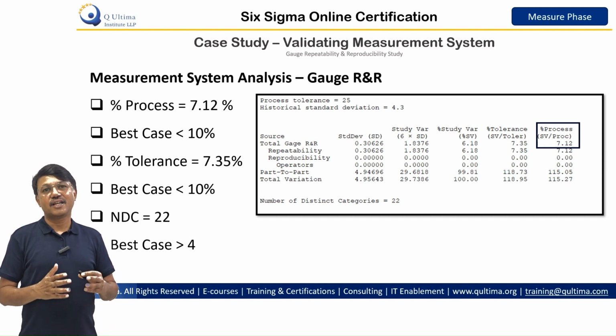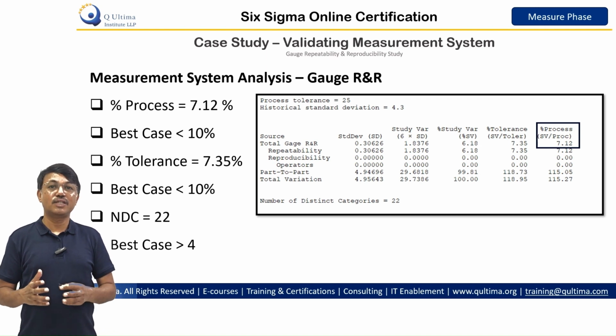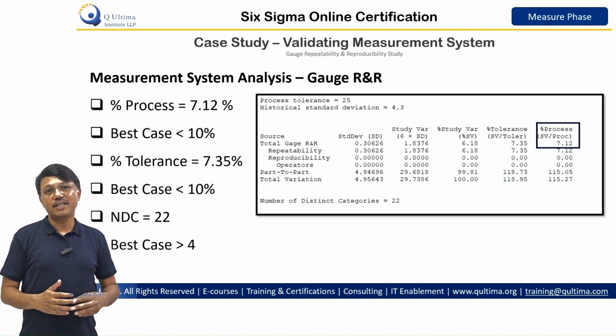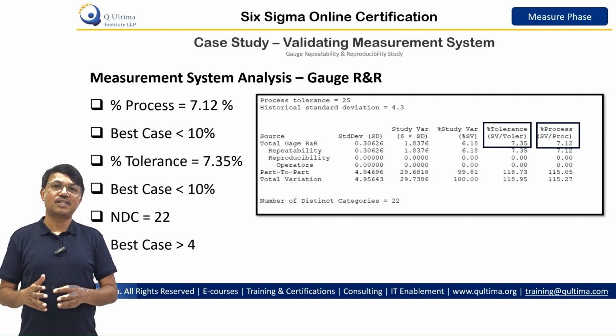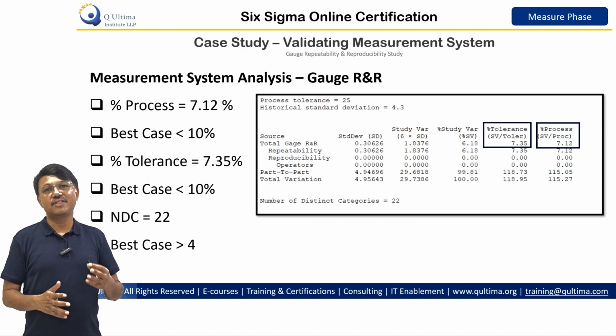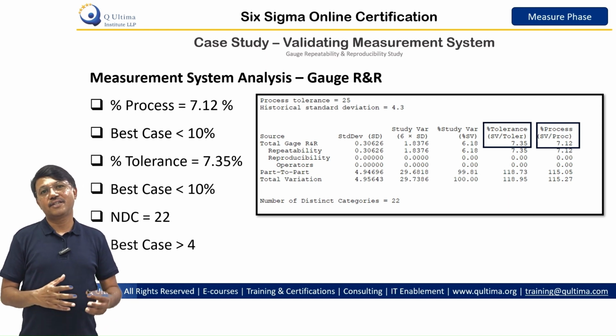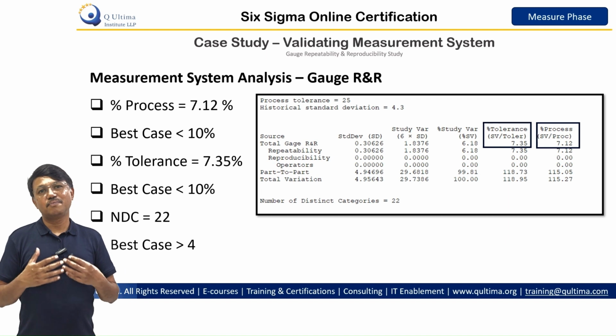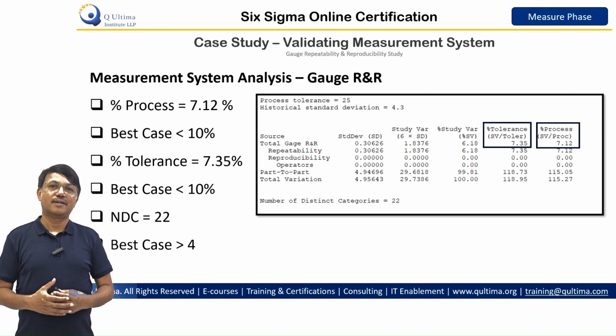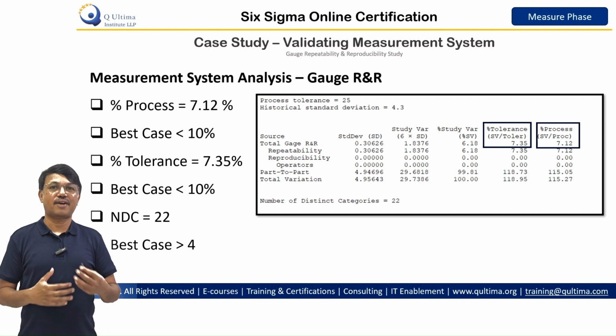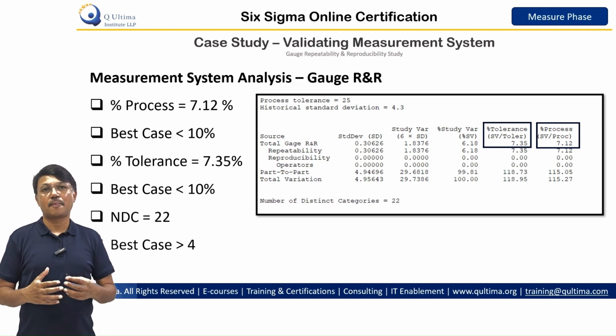We can see that percentage process variation is only 7.12, which is less than 10%, and therefore an excellent system for SPC, statistical process control. The second thing that we should see is percentage tolerance. Percentage tolerance tells us how good the system is for inspection, and we see again it is 7.35%, which is less than the 10% requirement, and therefore this measurement system is also good for doing the final inspection and segregating the final products.